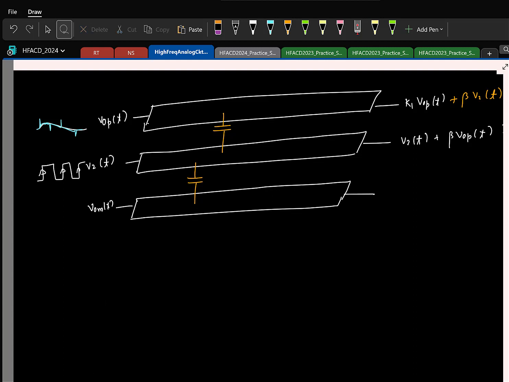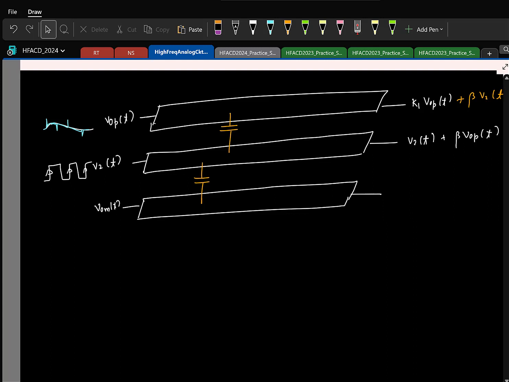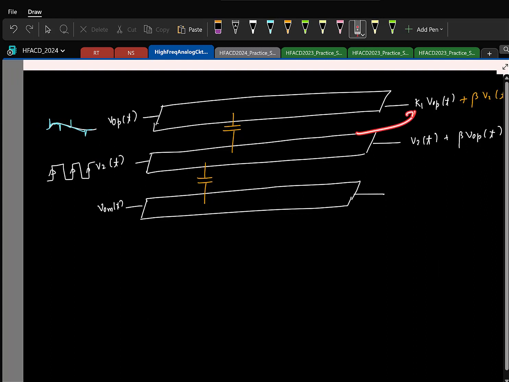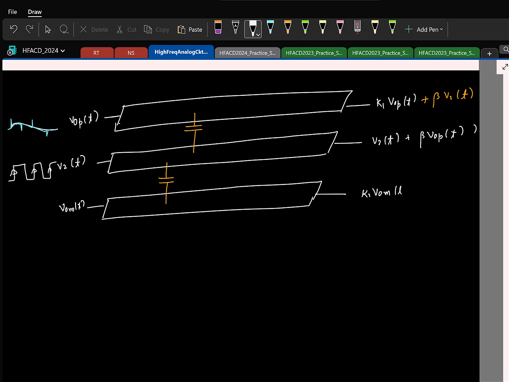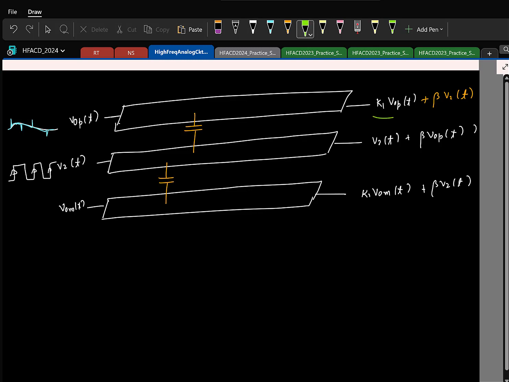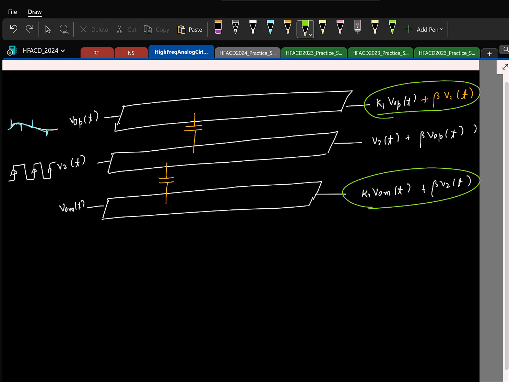So now if I look at the signal here, V2 is going to couple to here, the positive side, and similarly it is also going to couple to my negative side. So if I take the difference between the two, what happens? It's gone, right?